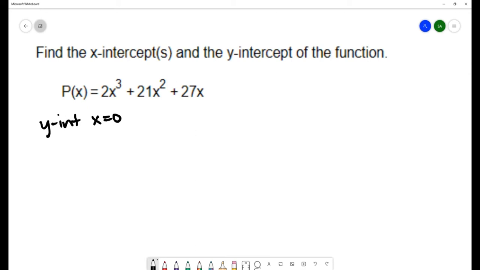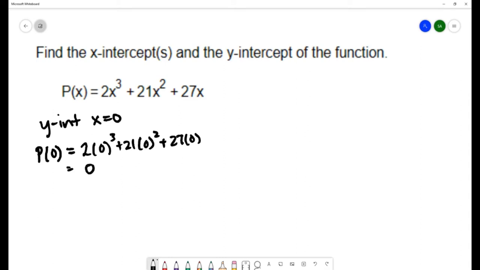We're going to substitute a 0 into our function, and that gives 2 times 0 cubed plus 21 times 0 squared plus 27 times 0. 0 cubed is 0 times 2 is 0. 0 squared is 0 times 21 is 0. And 27 times 0 is 0. So we are going to have a y-intercept at the origin, 0, 0.